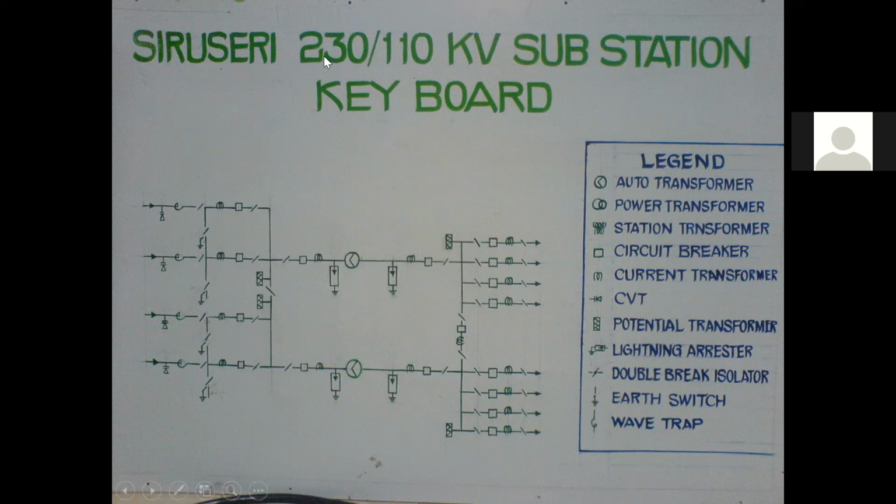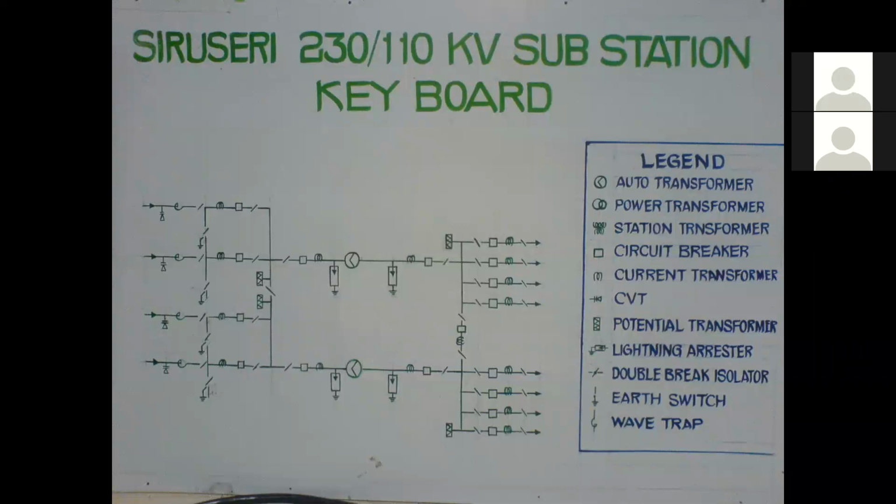So from this you can see it's a 230/110 kV substation. So here you have 4 230 kV lines connected to a bus bar, 2 auto transformers. So this has to be 230 side and this has to be 110 kV side, connected to a 110 kV bus bar and 8 outgoing 110 kV feeders. So for the next 1 hour, kindly remember this single line diagram.